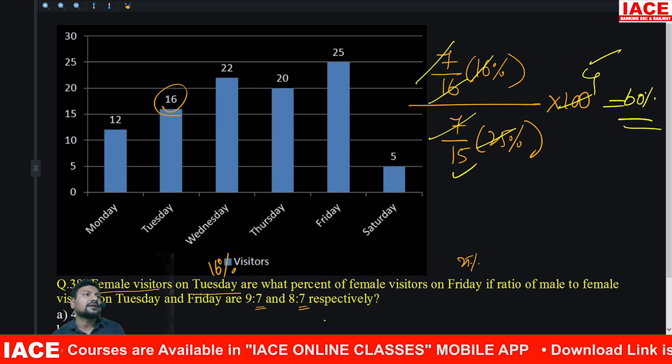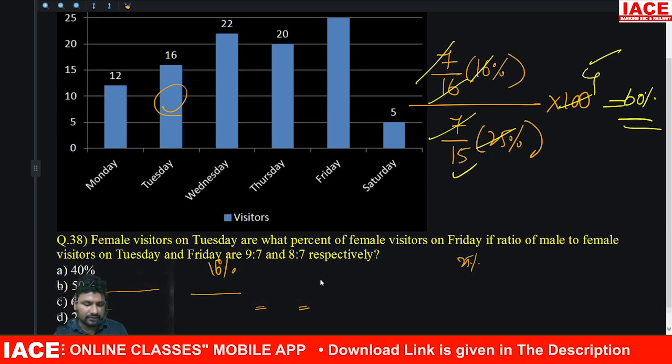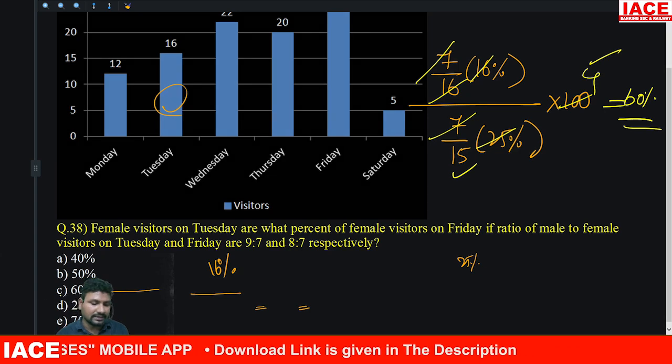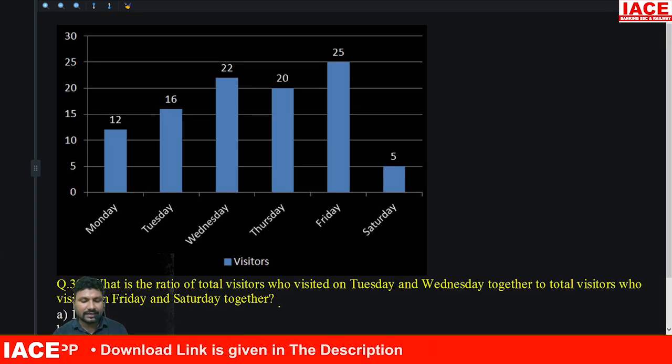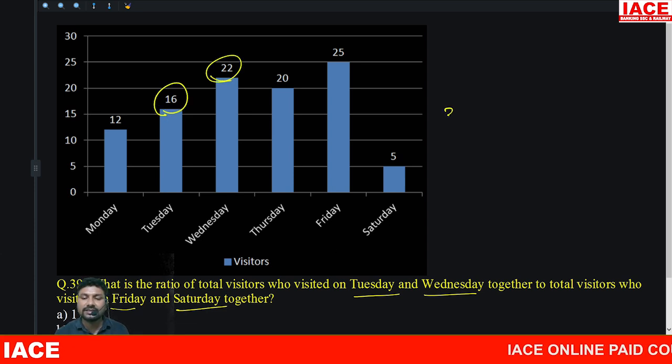They are not asking more percentage, less percentage, direct percentage. Then which option is right? Option C. What is the ratio of total visitors who visited on Tuesday and Wednesday together to the total visitors on Friday and Saturday? Tuesday is how much? 16 and Wednesday is 22. It is equal to how much?